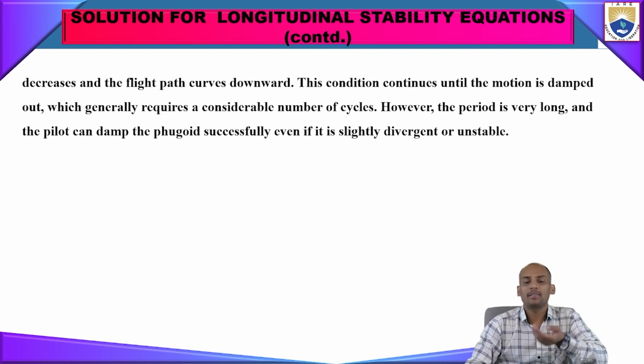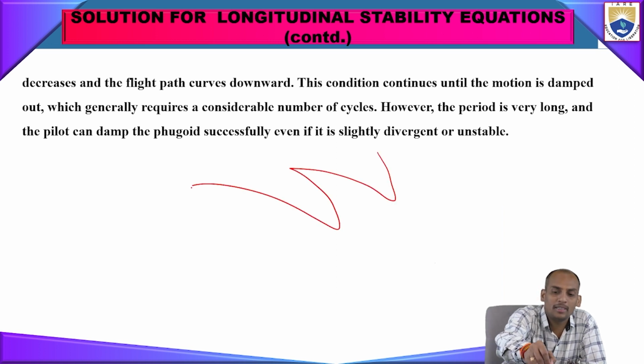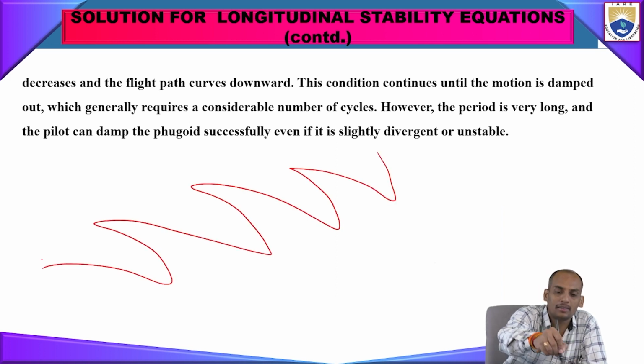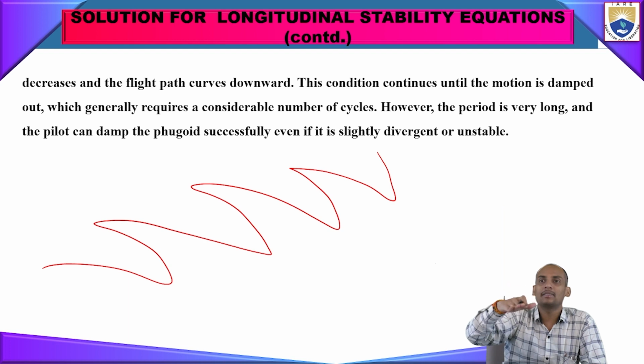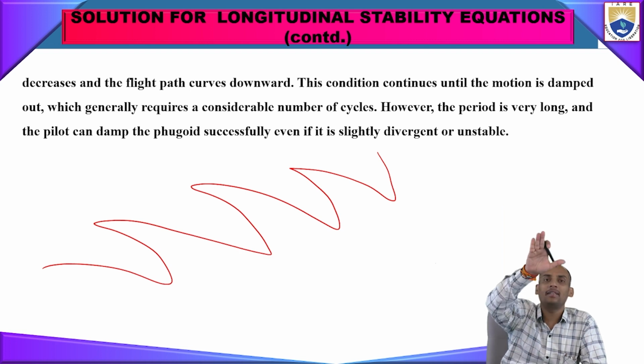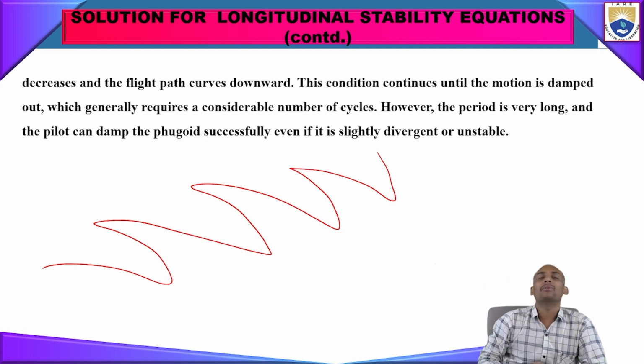That means the flight path curve, if you see here, will be like this. It may come like that. I mean, not with this much of a peak. So if you see, the phugoid mode will suddenly go up and go down, go up, go down, go up, go down, and ultimately it will come to the original position.